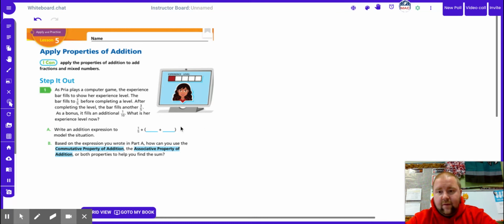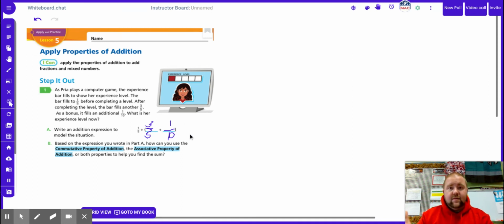So we get this problem here where it says, write an addition expression to model the situation. There's already 1/5 on the outside, so we know we need to add another 3/5. And then we have to add another 1/10. So when I add those in, that would be an addition problem to show what's happening here, because we start with 1/5, then we're increasing 3/5, then we're increasing 1/10.